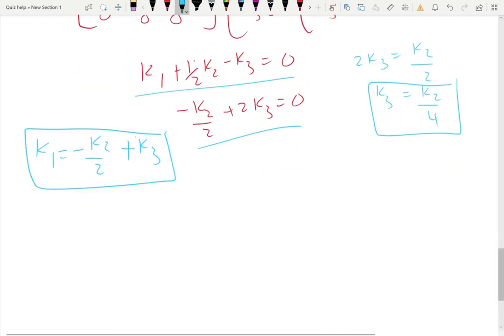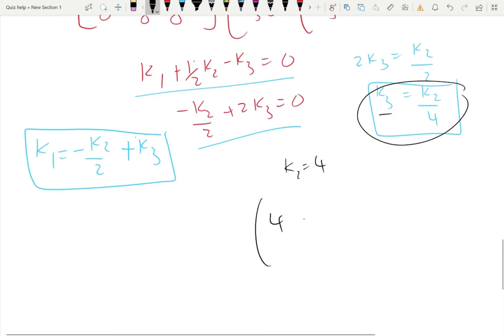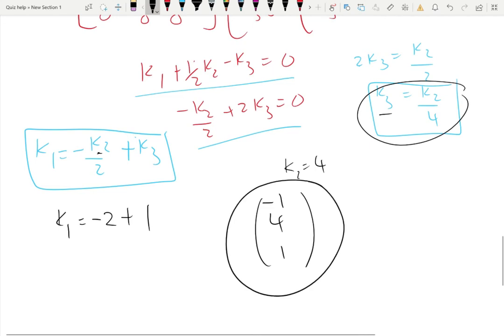Alright, so what do we choose for k2? Because here it's easy to choose k2. What is the smartest choice for k2? k2 will be 4, so that we get 1 for k3, right? So k3 will be 1. Now what is k1? k1 is negative k2 over 2 plus k3. k2 is 4, 4 over 2 is 2, so negative 2, plus k3 is 1. Negative 2 plus 1 is negative 1. So this is the eigenvector for the eigenvalue 1.